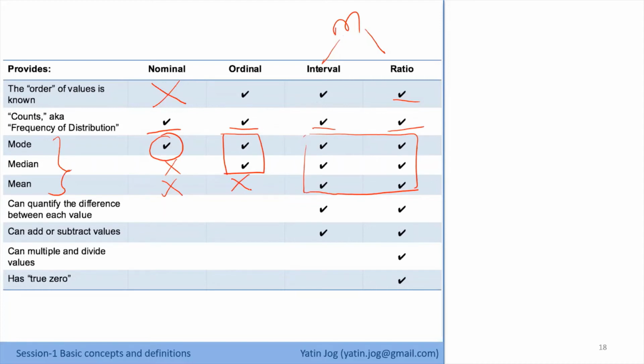Can we quantify the difference? That means addition, subtraction is possible. Yes, it is possible only for interval and ratio. Multiplication and division, only ratio. Has a true 0, only ratio. Okay. So this one table is sufficient. If you remember this one table, you have understood all the measurement scales clearly.